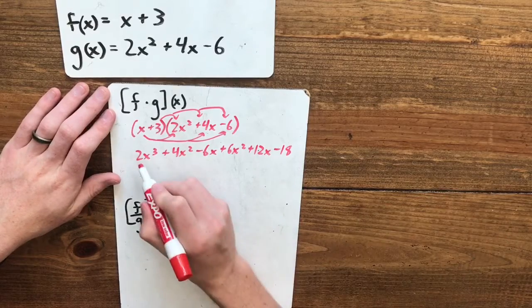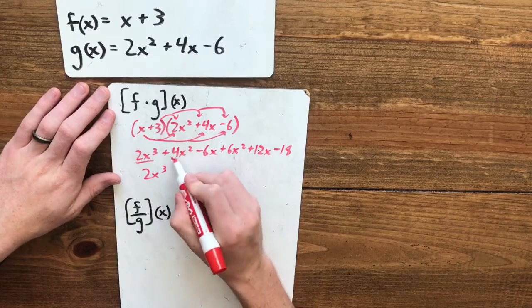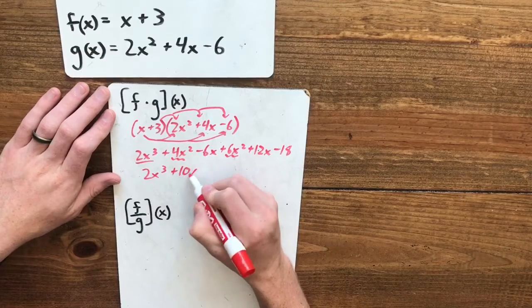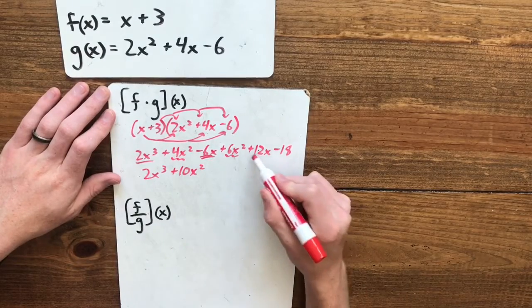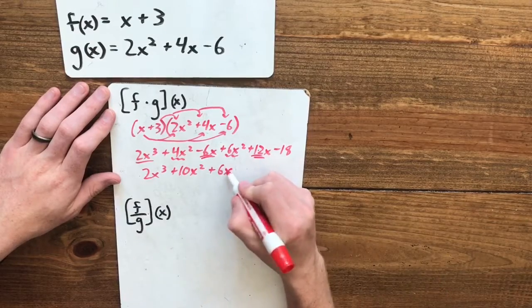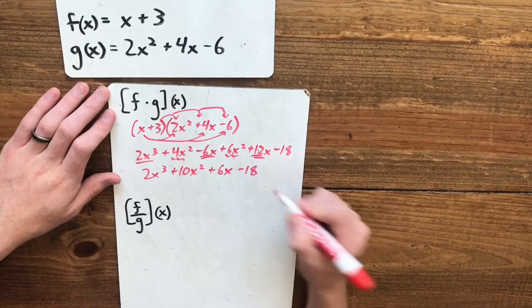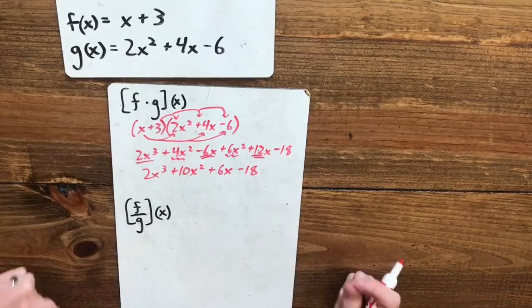Combine like terms. No like terms for my 2x cubed. For 4x squared, I also have a 6x squared, which gives me 10x squared. I've got a negative 6x and a positive 12x, which gives me a positive 6x. And then finally that minus 18 right there. I've cleaned it up. This is my f times g of x.